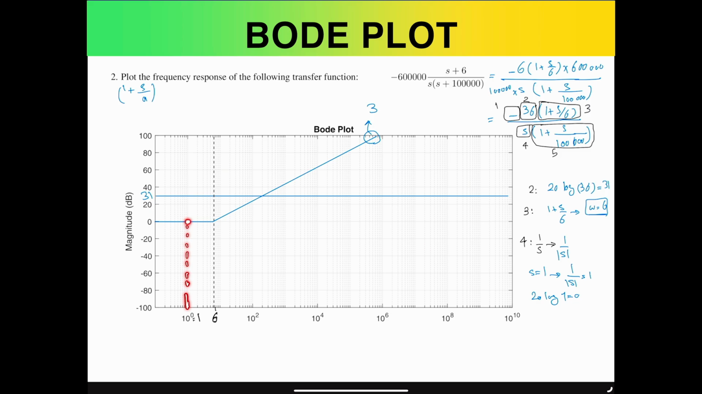But then this is only 1 point of this line. We need to consider the slope as well. The slope is going to be minus 20 dB per decade. In that case, it's going to be roughly on this line. I didn't draw it perfectly, but eventually I'm trying to draw that with a different color.